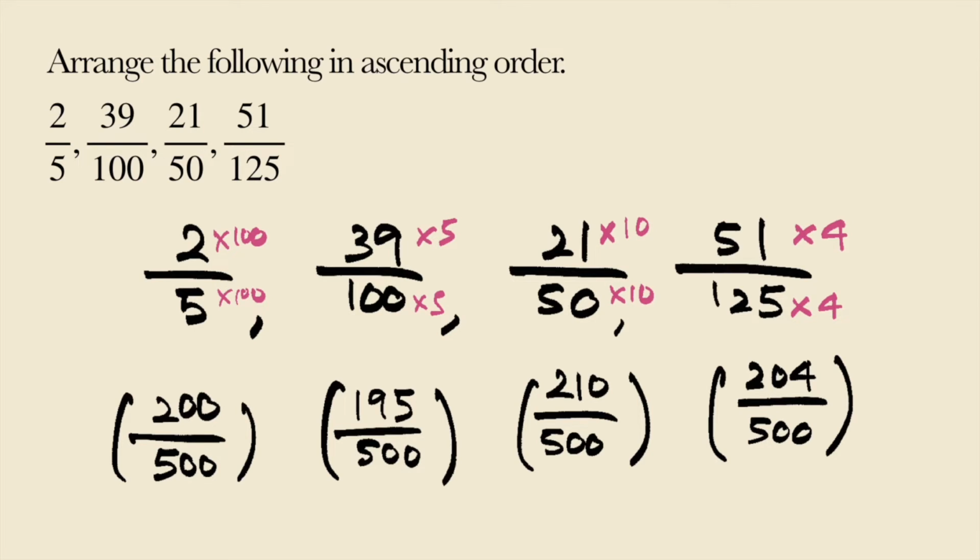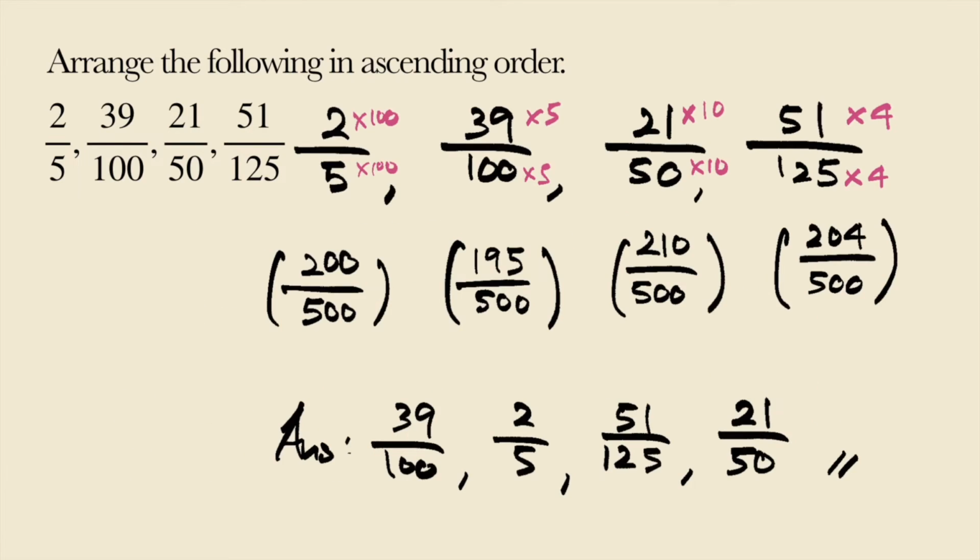Now from here, how do you decide which one is the smallest fraction? Well, it's the one with the smallest numerator. So that will be that 195 over here. We'll choose the original fraction, followed by the 200 original fraction, followed by the 204, which is the 51, and finally 210, which is that 21 over 50.